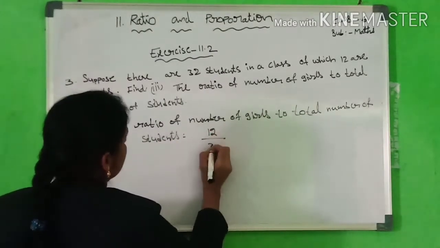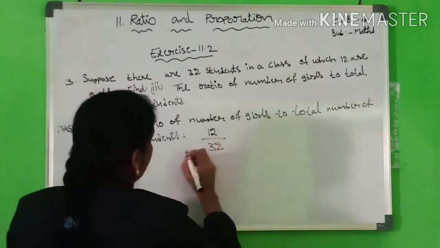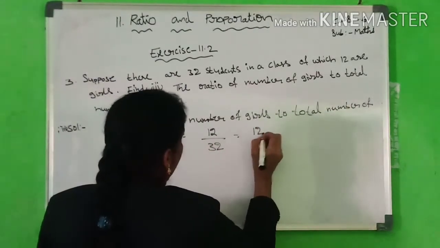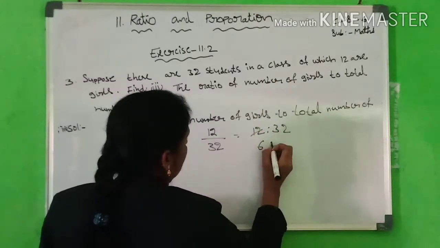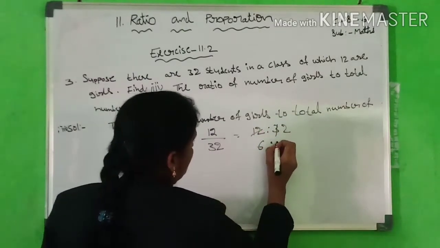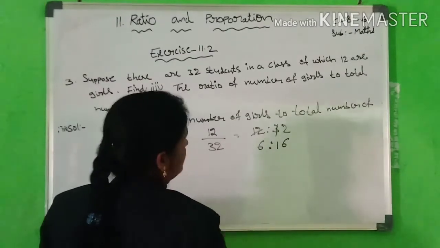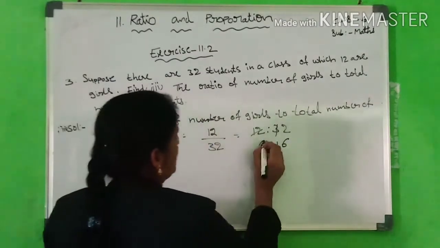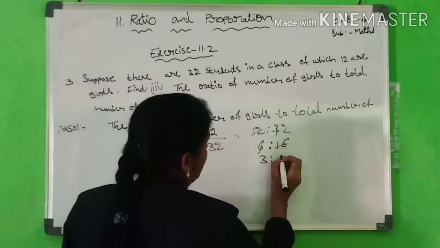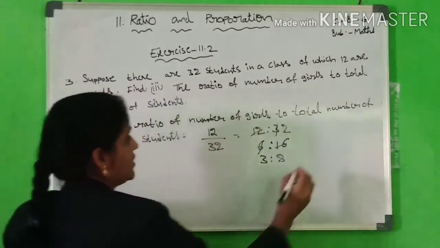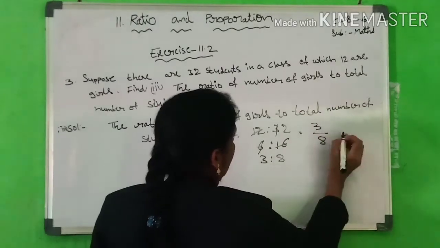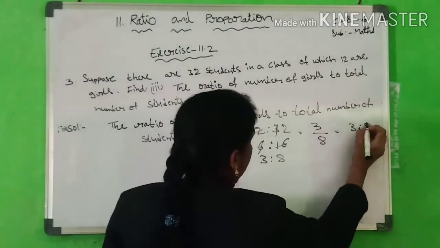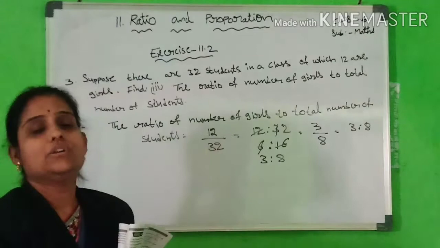12. Total students 32. Now, 12 is to 32. 2 sixes are 12, 2 ones are 2. 2 threes are 6, 2 eights are 16. Now, what is the answer? 3 by 8, or 3 is to 8. 3 is to 8. Note this one.